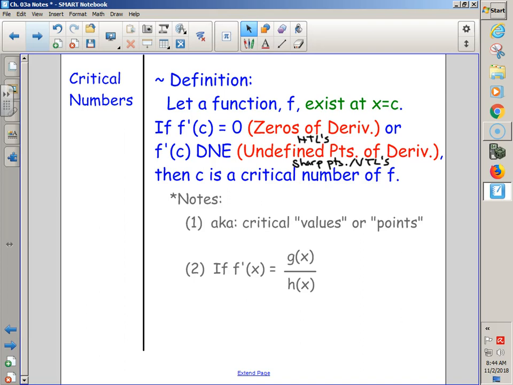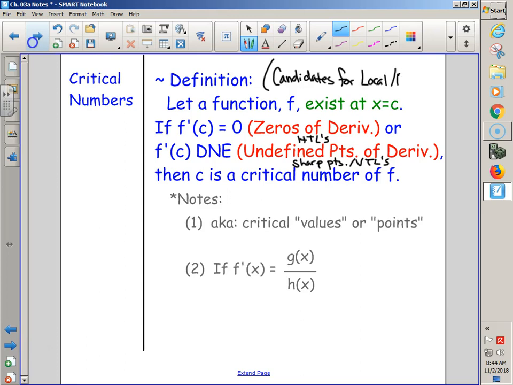I'm going to have you guys put up here in parentheses the candidates for local, relative. Sorry, I just ran out of room. Critical numbers, candidates for local slash relative extrema. Let a function f exist. If the derivative is 0 or DNE, then c is a critical number of f, aka critical values, critical points.